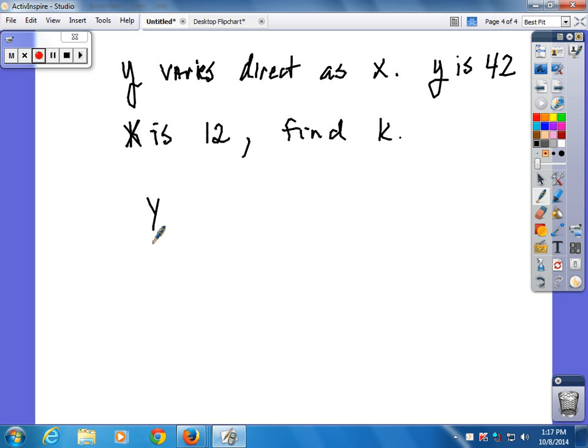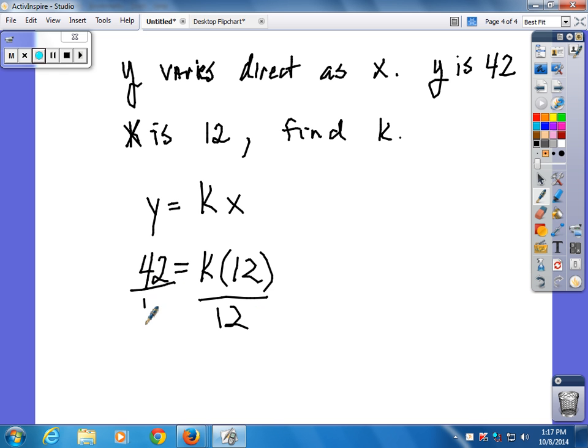Which one are we going to use? Y is equal to what? K times X. Now what? 42 is equal to K times what? 12. Now what? Divide by what? 12. And K, somebody do that on your calculator. 3.5.